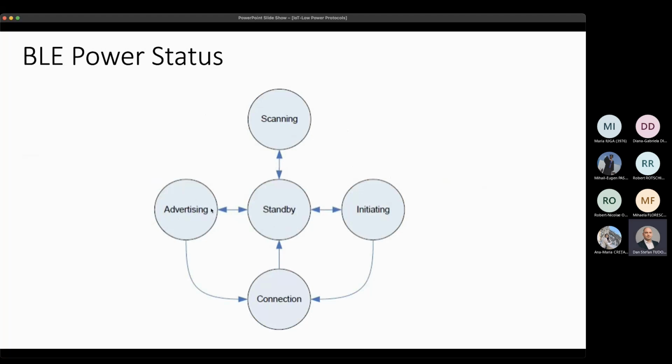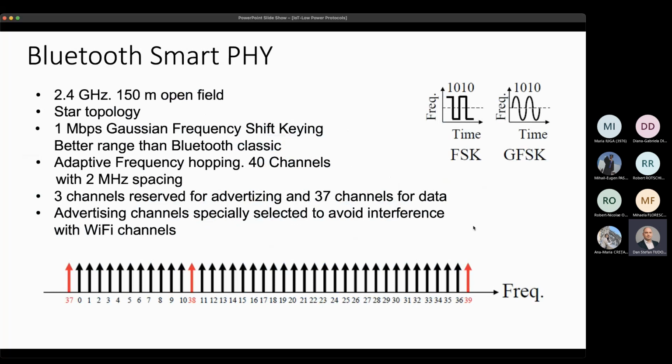If there is a peer nearby, you can actually connect, so you can jump to a connected state. Or from a standby state, you can jump to an initiating state where you actually prepare a connection. So these are the main power states in a Bluetooth Low Energy transceiver.